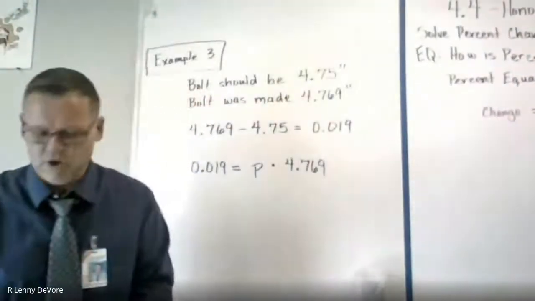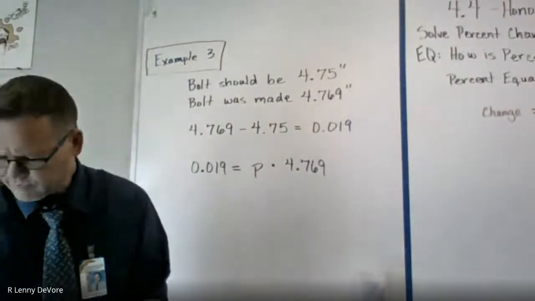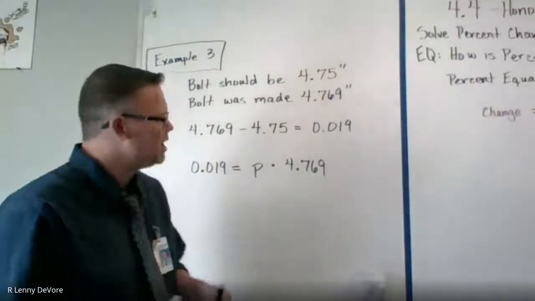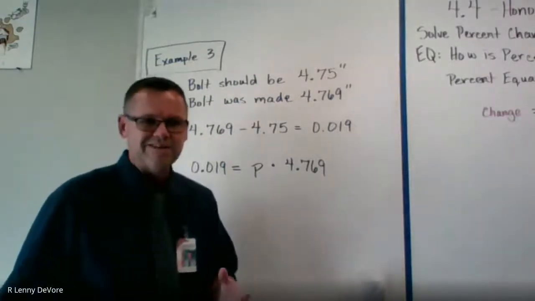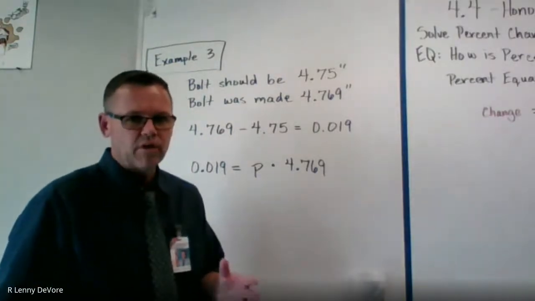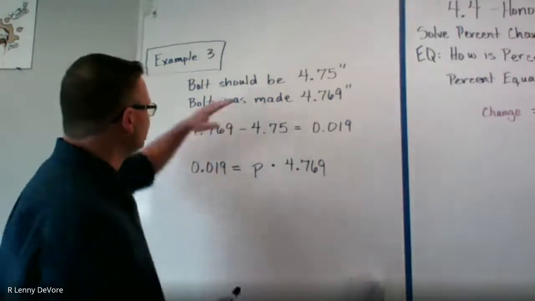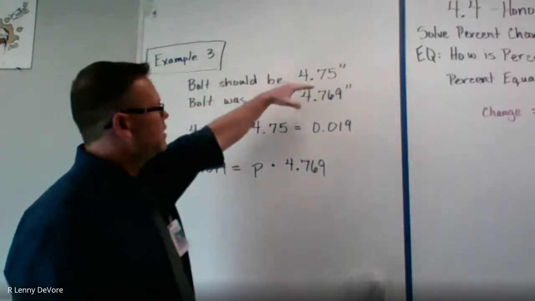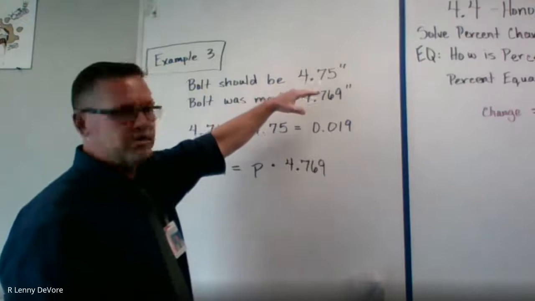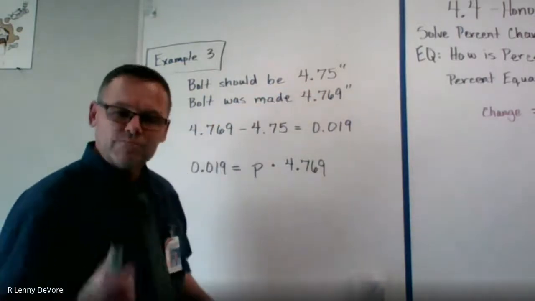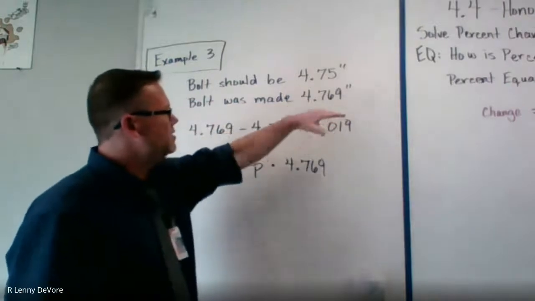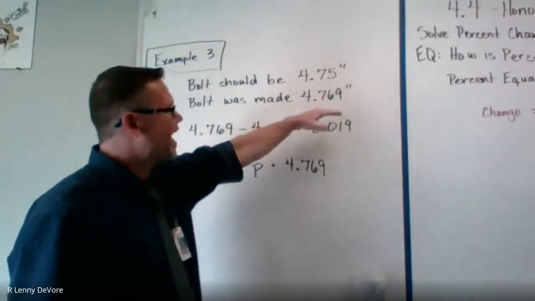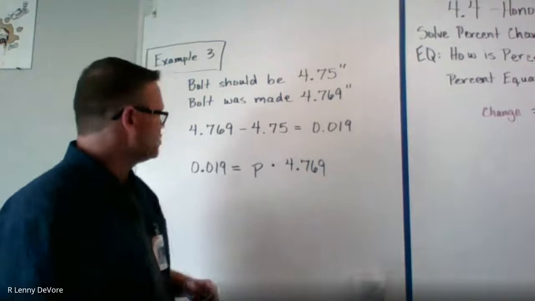So example 3. Now, here's the deal. This is kind of interesting because for me, it even got a little bit confusing, because what they want here is percent error. In other words, how far were they off? Now, in example 3, what they say is a bolt should be 4.75 of an inch. But when they made the bolt, it actually ended up being 4.769 thousandths of an inch.